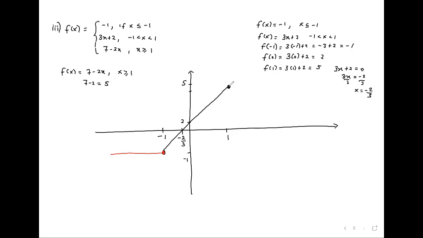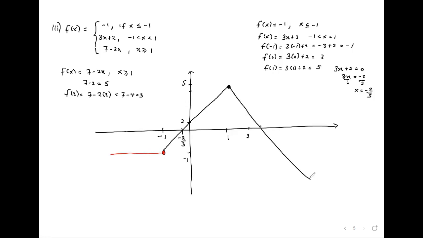So you close and then look for a number that is bigger than 1, say 2, and see the value that comes out. So f of 2 is 7 minus 2 by 2, which is 7 minus 4, which is 3. 3 is less than 5. This means that the function is coming down.